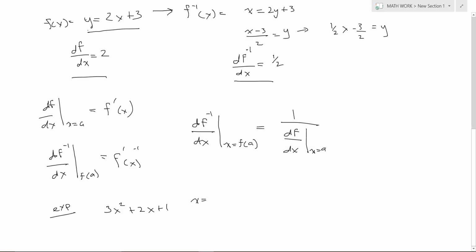At x equals to, say, 2. I have no idea where I'm going with this, I'm just making this up. Our df dx equals 6x plus 2. At x equals 2, f prime of 2 equals 12 plus 2 equals 14. What we're saying now is that the inverse derivative is simply 1 over 14.